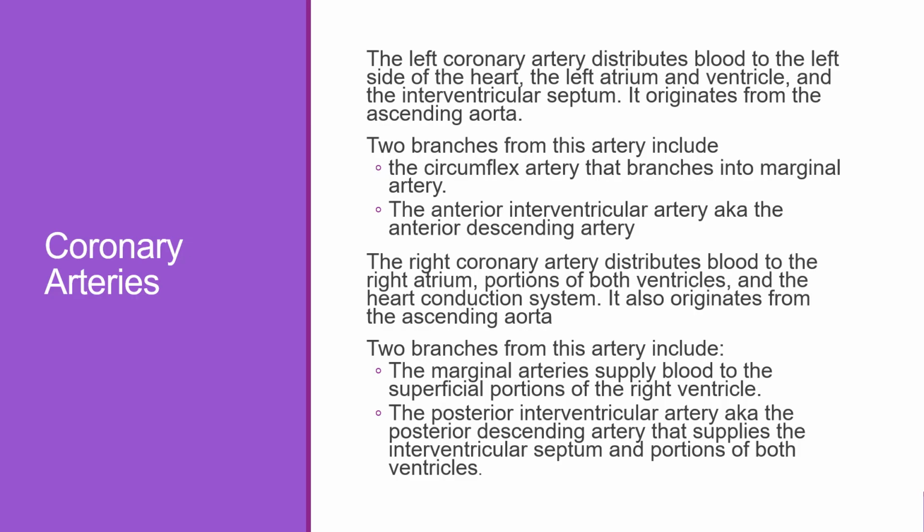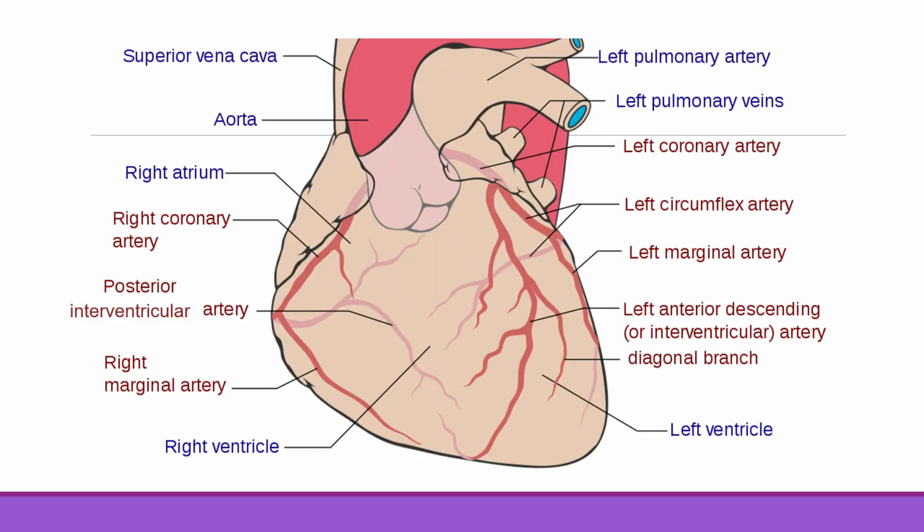The right coronary artery is going to distribute blood to the right atrium, portions of both ventricles, and the heart conduction system that we'll be talking about. And it also originates from the ascending aorta, as I mentioned. The two branches of this artery are going to include the marginal arteries that supply blood to the superficial portion of the right ventricle, and then the posterior interventricular, which is going down the back side of the heart, also known as the posterior descending, that's going to supply the interventricular septum and portions of both ventricles on the back side. Whew, pictures help so much.